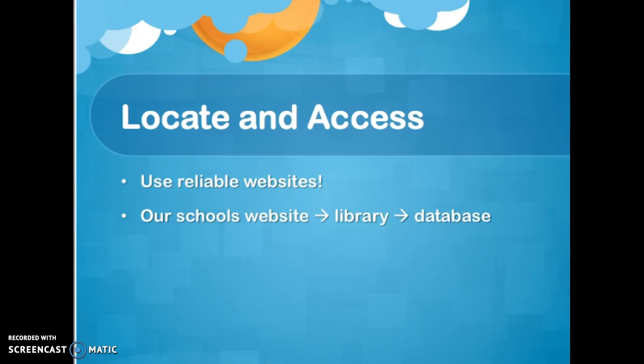Next, locate and access. First, use reliable websites. You can go to our school website, click on Library, and then go to our databases. Now that you've learned what is reliable information, it's time to learn how to access the reliable resources the school provides for you. It's as simple as going to the librarian's webpage.